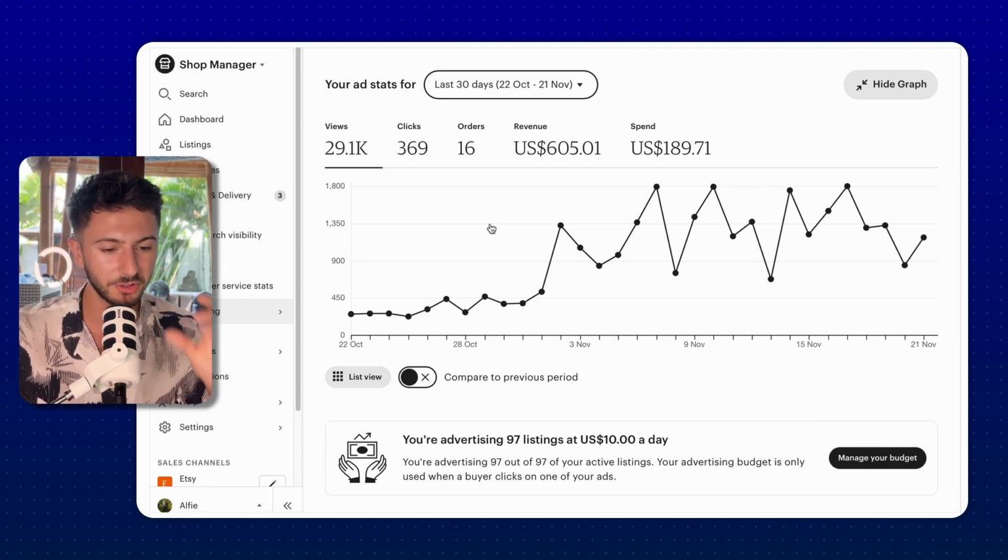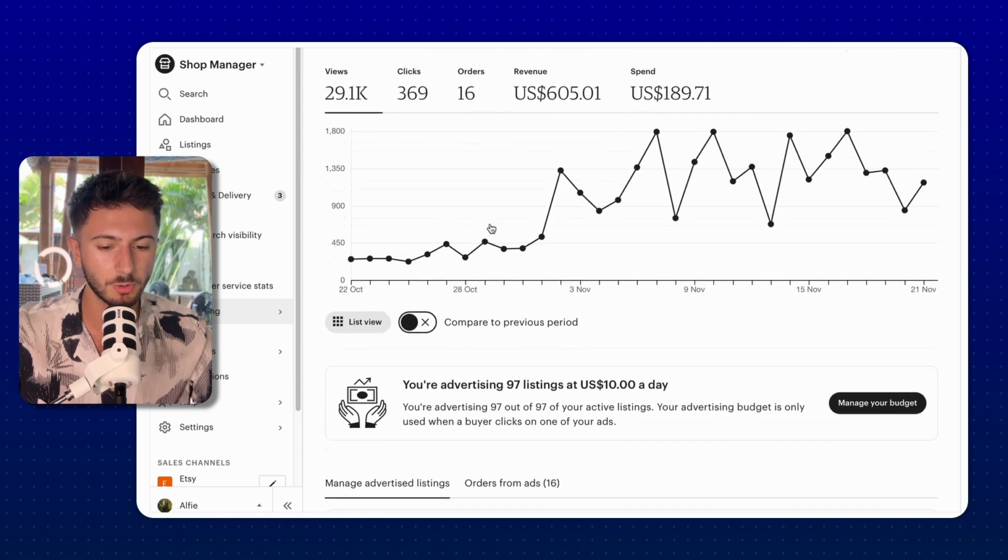So the first thing you'll be presented on your dashboard is, of course, your overall stats. And now a key point to mention here is that these are your Etsy ads specific stats, okay? So these stats you're looking at don't cover any of your organic sales that you're making. These are purely ad specific stats.